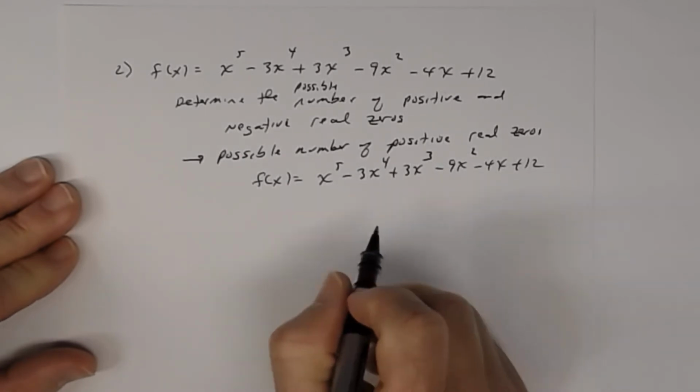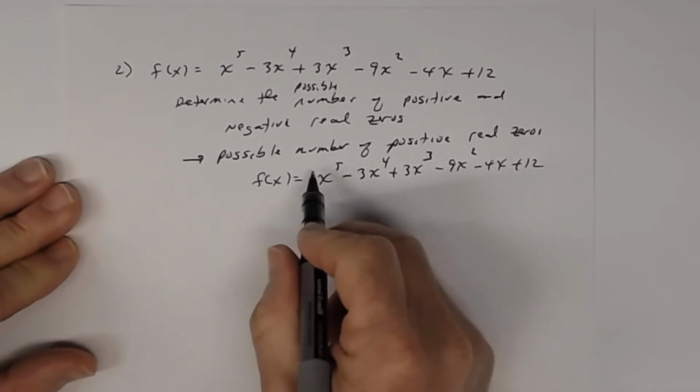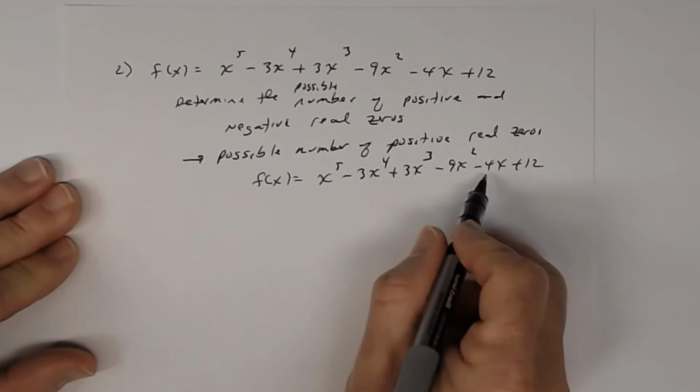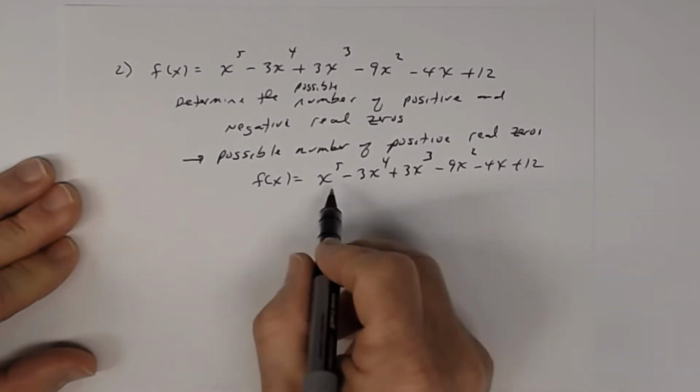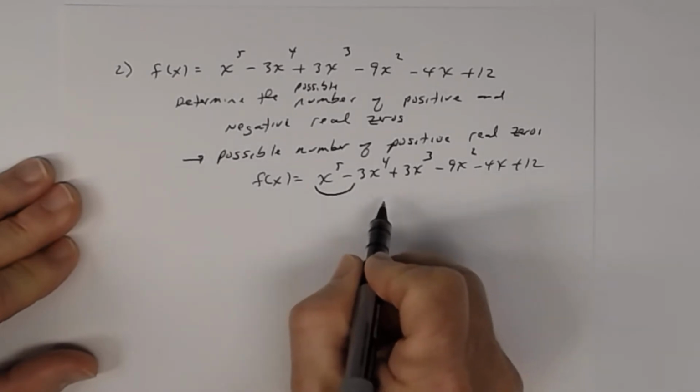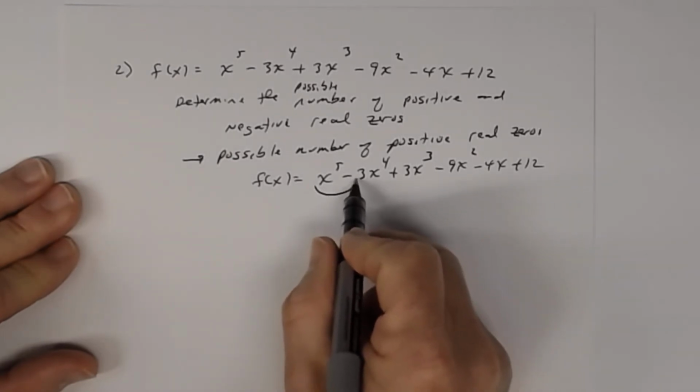So it is in descending order. Now let's look at the coefficients. This is positive, this is negative. This is positive, negative, negative, positive, right? Okay. So I'm going from positive to negative, so that's a change. Y'all agree? All right. Then I'm going from negative to positive.